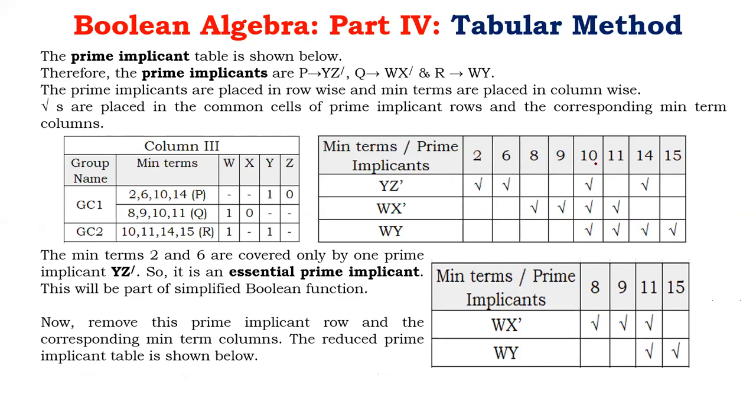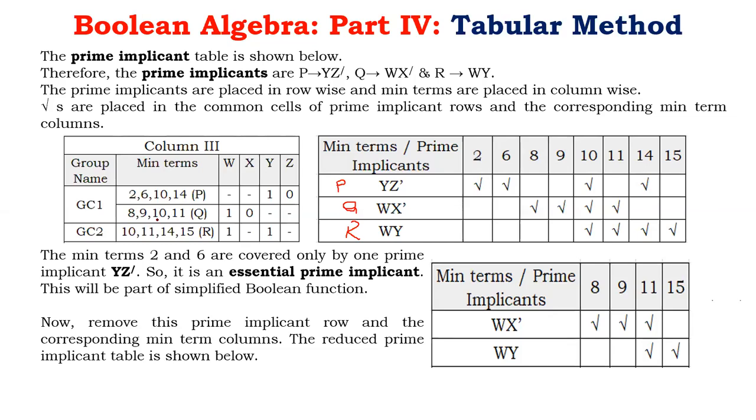So 2, 6, 8, 9, 10, 11, 14 and 15, which are used in the Boolean expression, SOP expression. Now put the prime implicants here. This is P, this is Q, and this is R. P defines 2, 6, 10 and 14. They are selected by the tick mark.